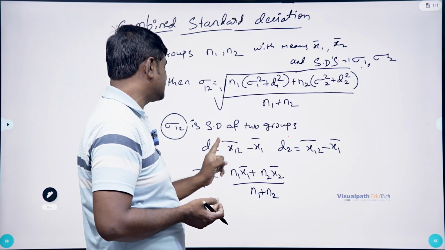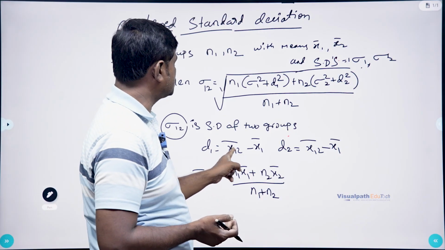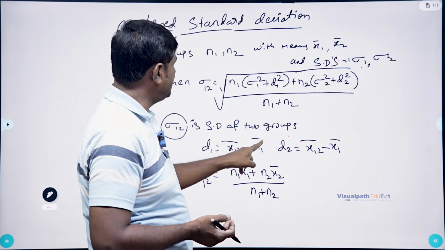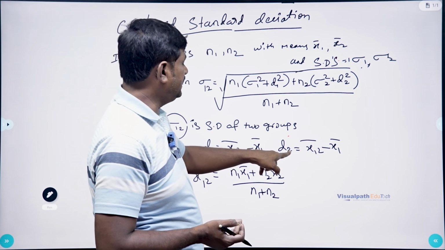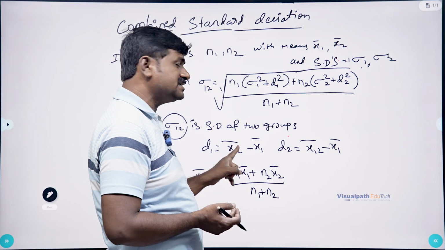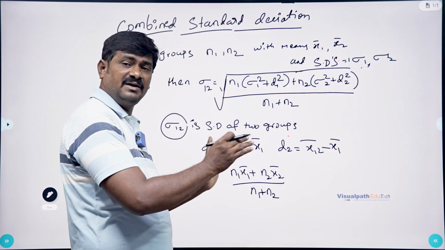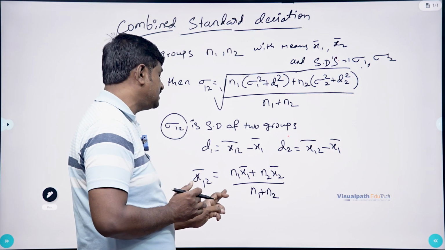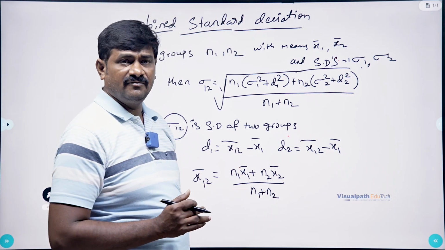We can calculate these d1 and d2 values, which are deviations. D1 is equal to x1 2 bar minus x1 bar, where x1 bar is the mean value of the first group. D2 is equal to x1 2 bar minus x2 bar. X1 2 bar is the combined mean, which we already calculated in previous examples. The combined mean x1 2 bar equals N1 x1 bar plus N2 x2 bar, divided by N1 plus N2.